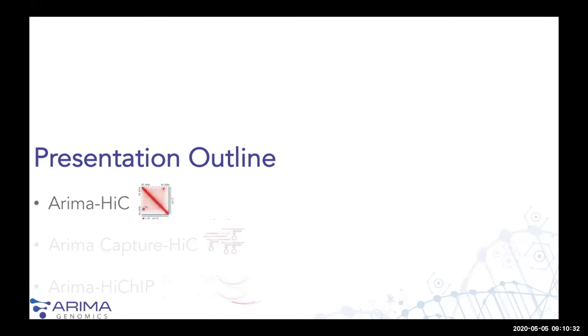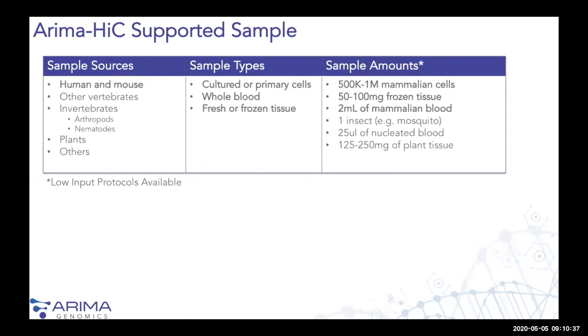When we talk about the Arima Hi-C platform, let's start with the genome-wide Arima Hi-C Foundation. And it frequently comes up, what are the supported sample types? And there's a lot of supported sample sources shown on the left. I think the most relevant for today is going to be human and mouse. There are another suite of sample sources that are supported. In terms of the sample types, we have user guides for cultured cells, primary cells, whole blood, fresh or frozen tissue. We've worked with OCT embedded tissue.